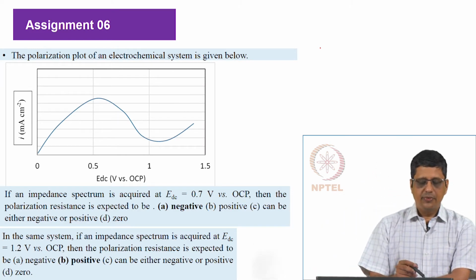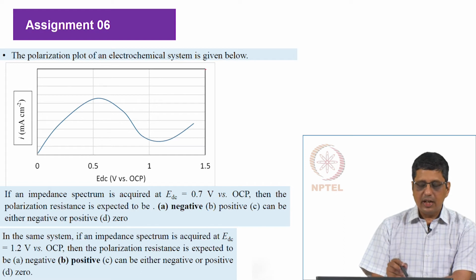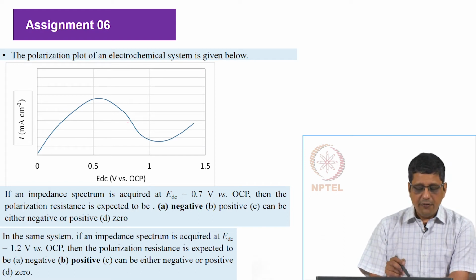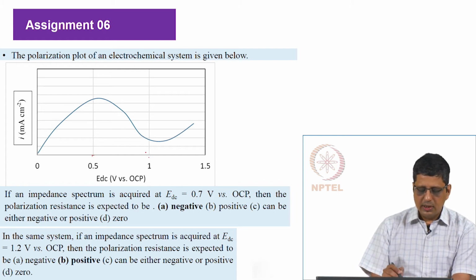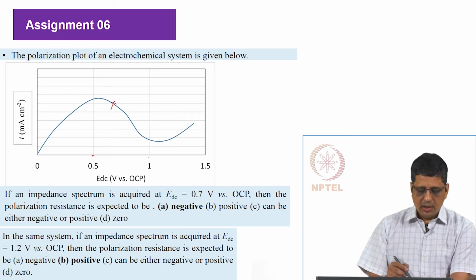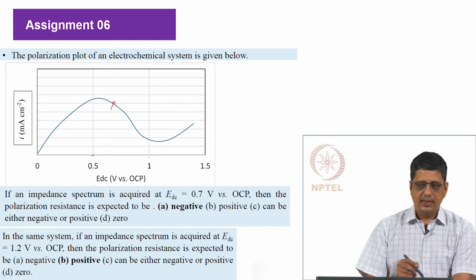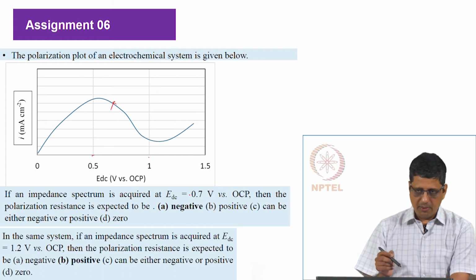Next question is, the polarization plot of an electrochemical system is given in the graph here. If we take an impedance spectrum at a DC potential of 0.7 volt, somewhere between these 2 points, somewhere around this value, what would happen to the polarization resistance? What do we expect it to be? Can it be negative? Can it be positive?